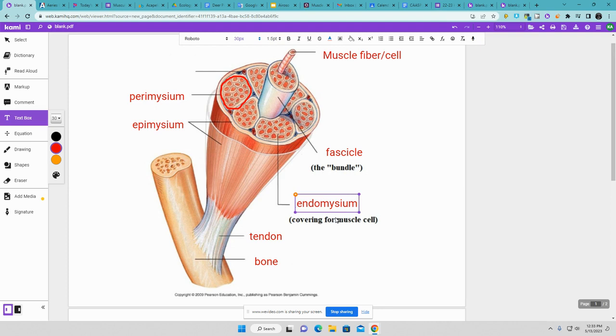Now, are you going to remember epimysium, perimysium, and endomysium from just hearing them once? Of course not. That'd be ridiculous. But if you practice them enough, you'll remember which one is the most superficial, epimysium, perimysium in the middle, and then the deepest, surrounding each individual muscle cell, that's the endomysium.